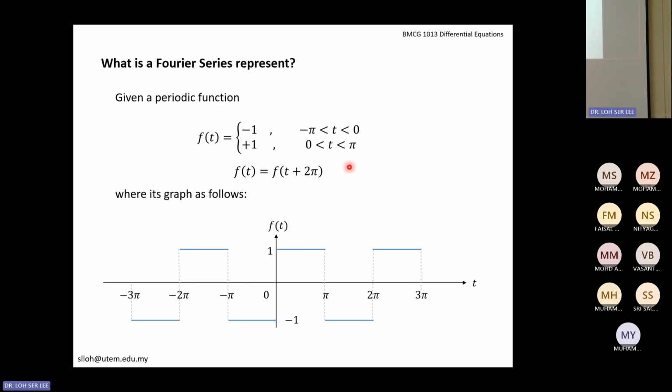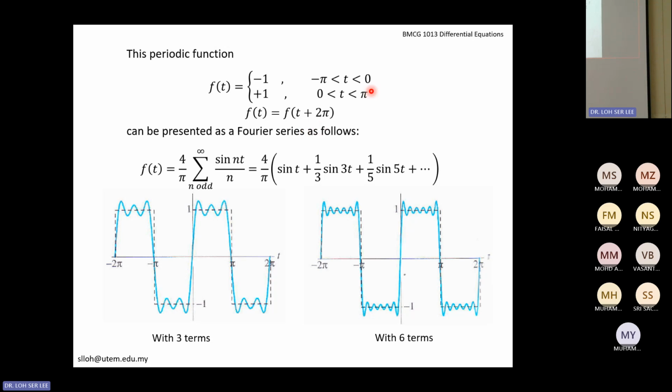Now, what does that have to do with the Fourier series? Actually, we can represent this periodic function as a Fourier series. This is a series, a summation. And odd means n is 1, 3, 5, 7, and so on.